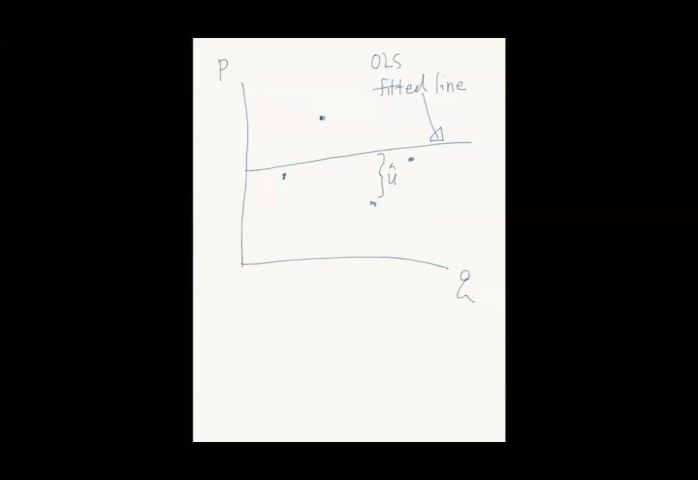Okay. Now, what is the source of the problem? The source of the problem here is that unobserved demand shock epsilon is basically shifting the demand around. Okay, and this is basically preventing us from tracing out the demand curve.